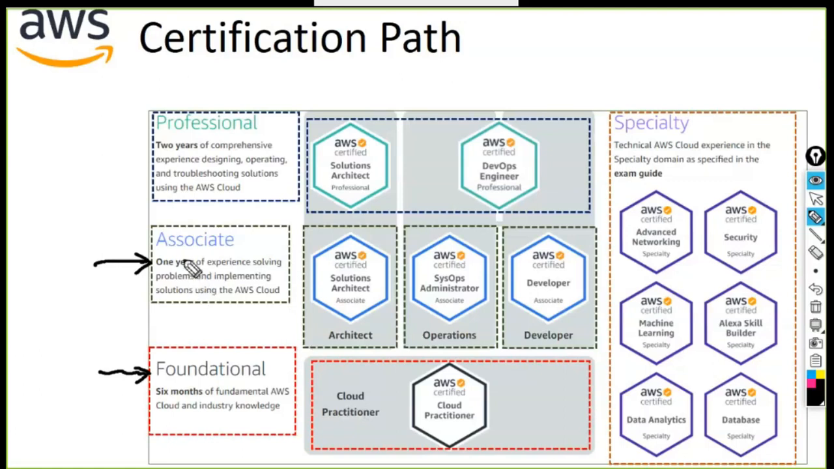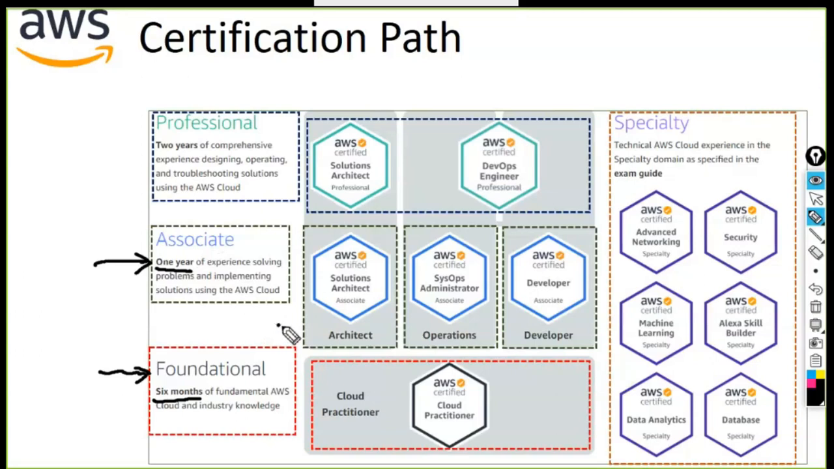Now, if you look at the associate level, AWS suggests a minimum of 1 year of experience. But this is not a mandatory prerequisite. While you're registering for a certification, they will not validate any of these prerequisites. They are not going to validate whether you are a 6 months experience person or a 1 year experience person. But this is AWS's suggestion, so it's up to us how we take it forward.